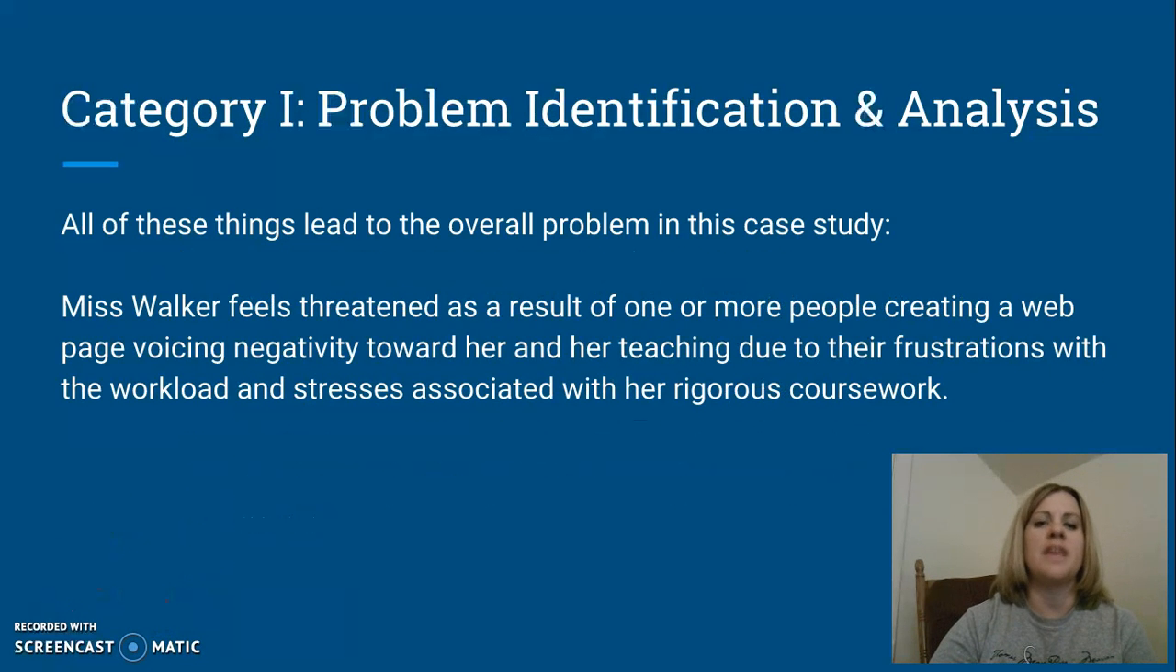So all of these things lead to the overall problem in the case study, which I felt was that Ms. Walker feels threatened as a result of one or more people creating a web page voicing negativity toward her and her teaching, due to their frustrations with the workload and stresses associated with her rigorous coursework.